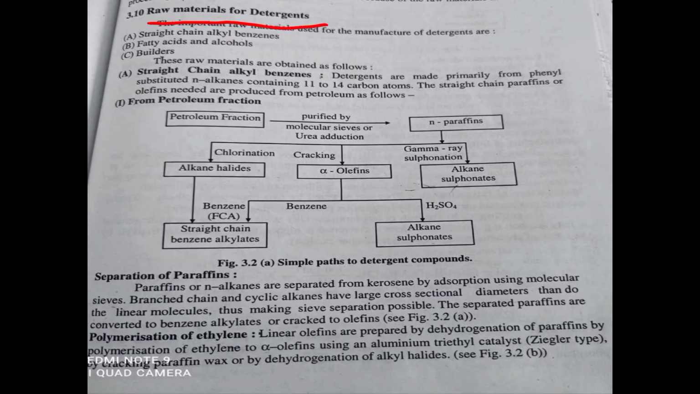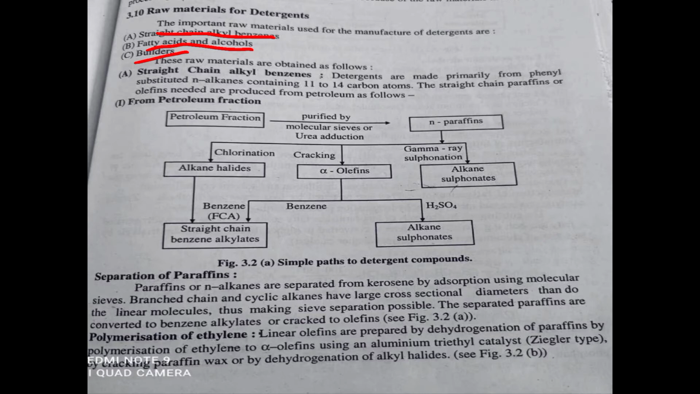Next topic is raw materials for detergent. The important raw materials used for the manufacturing of detergent are: first, straight chain alkyl benzene, second, fatty acid and alcohol, and builders. These are the important raw materials used for detergent.